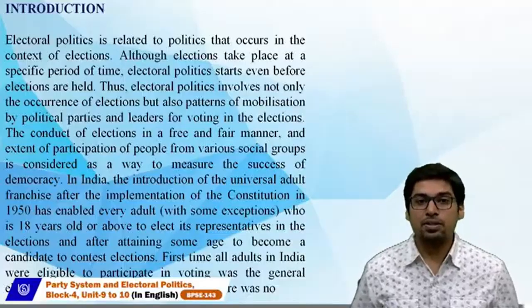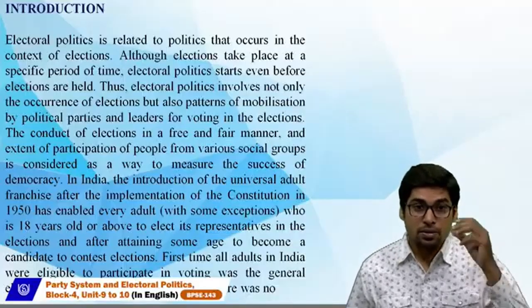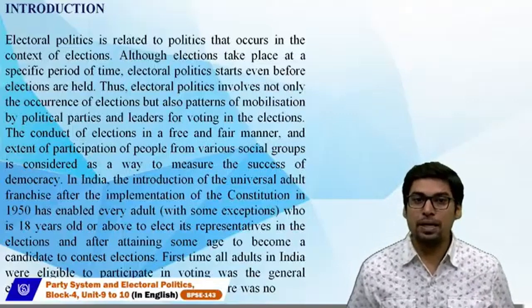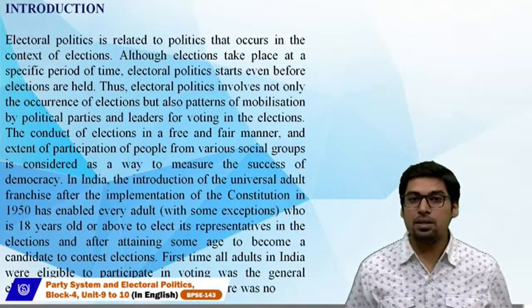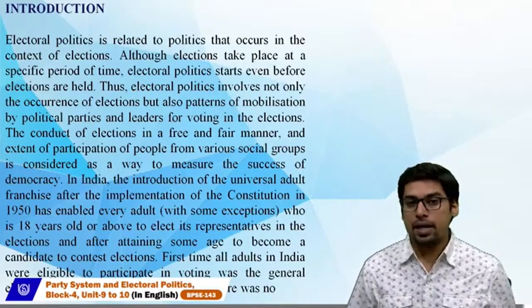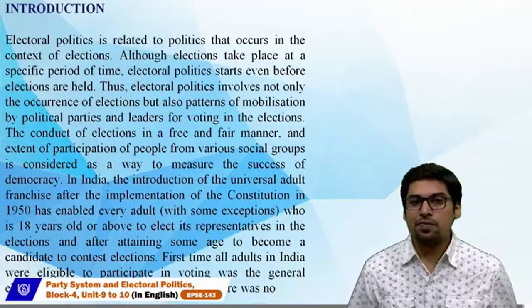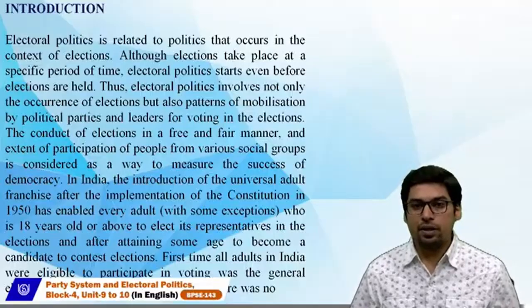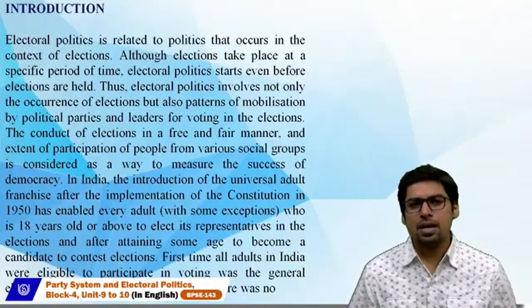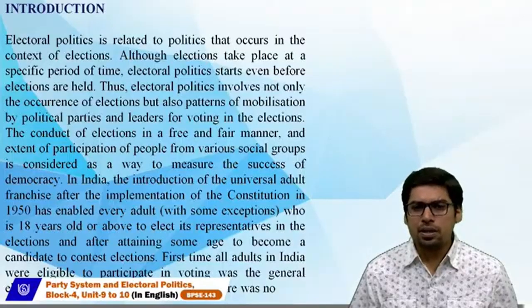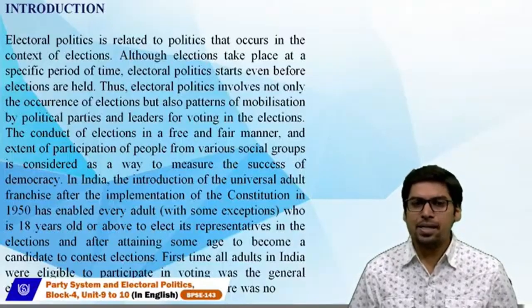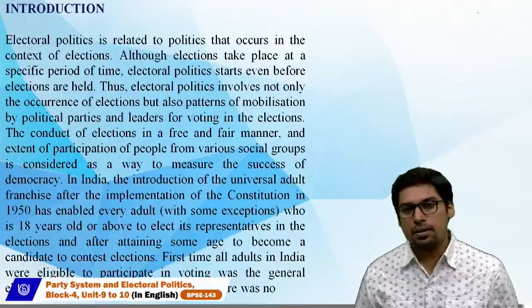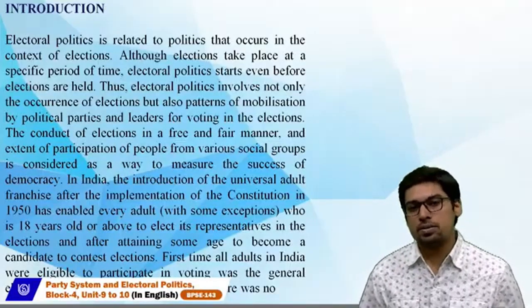The conduct of elections in a free and fair manner, and the extent of participation of people from various social groups, is considered a way to measure the success of democracy. In India, the introduction of universal adult franchise after the implementation of the Constitution in 1950 has enabled every adult, with some exceptions, who is 18 years old or above to elect their representative in the election and, after attaining a certain age, to become a candidate to contest elections.